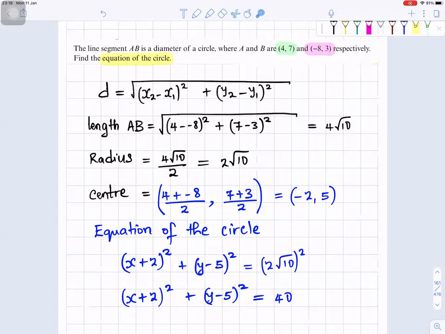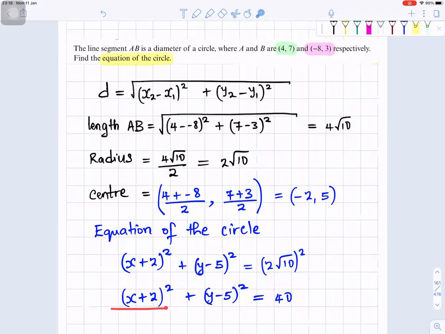Now that you know the midpoint, which is the center of the circle, and you know the radius of the circle, you put it in the formula. So it's x minus -2 becomes plus 2. So (x plus 2) all squared, (y minus 5) all squared, and then the radius is 2 root 10 all squared. And 2 root 10 squared is 40.